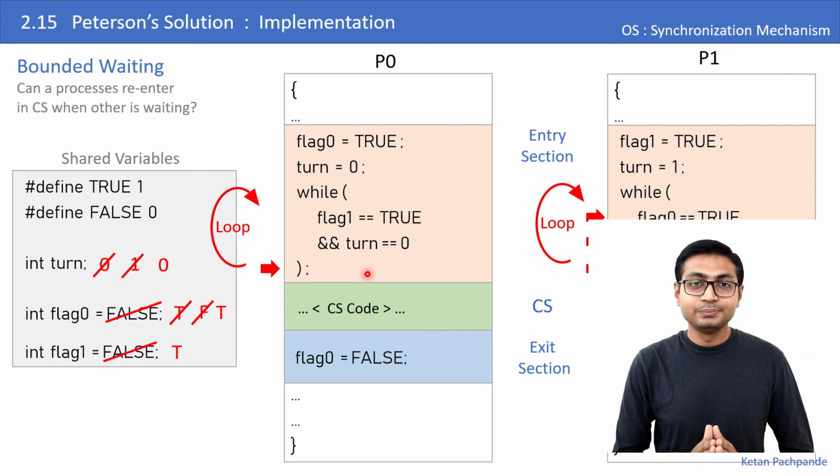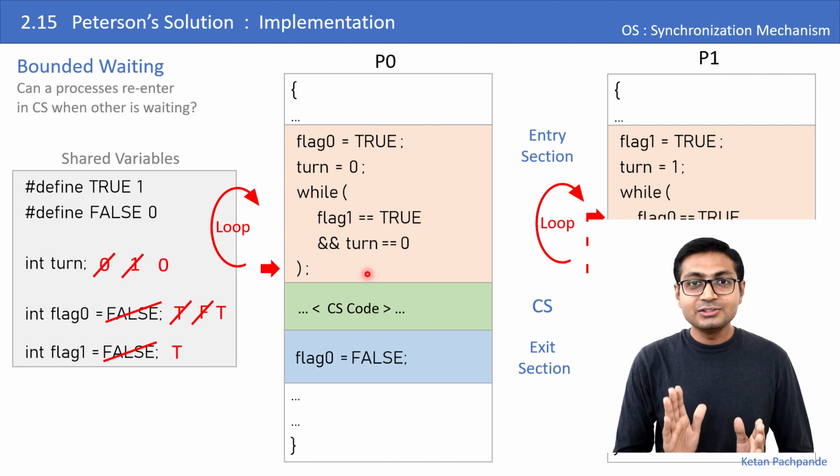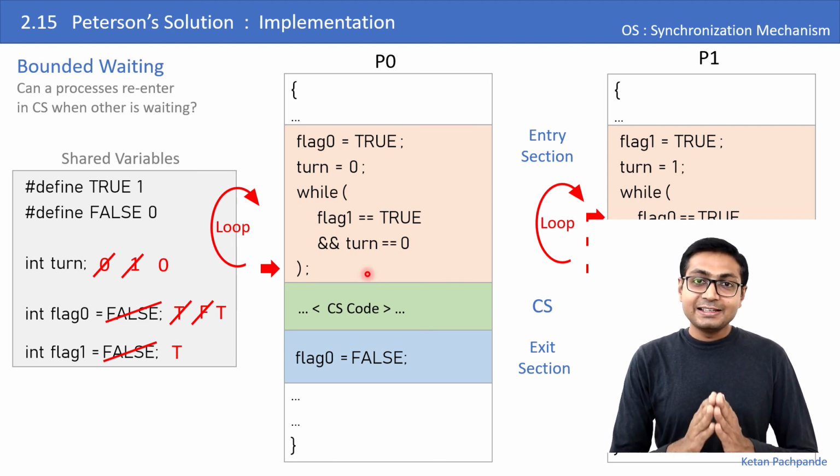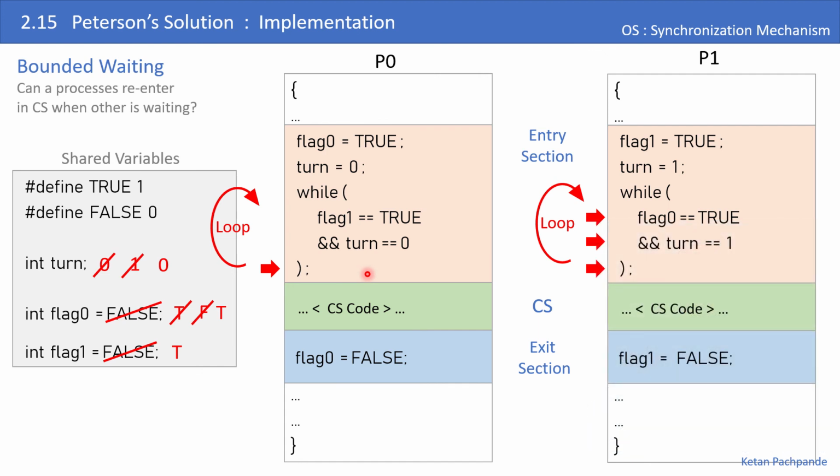So it will wait now. Did process P0 get the entry two times even if process P1 is waiting? The answer is no. And that's why it is a fair chance we are giving to process P1: if you are waiting, the other process will not enter into the critical section twice. So the bounded waiting condition is guaranteed. Alright, let me just go ahead. So process P0 is in the loop.